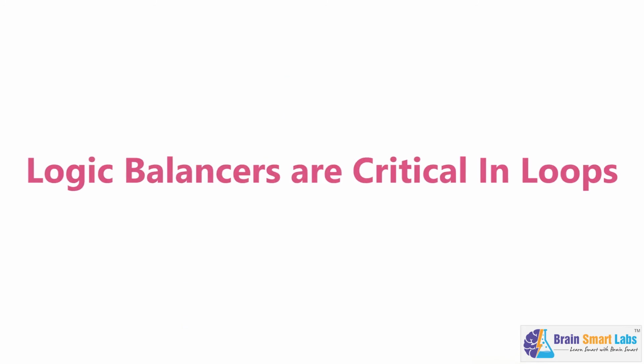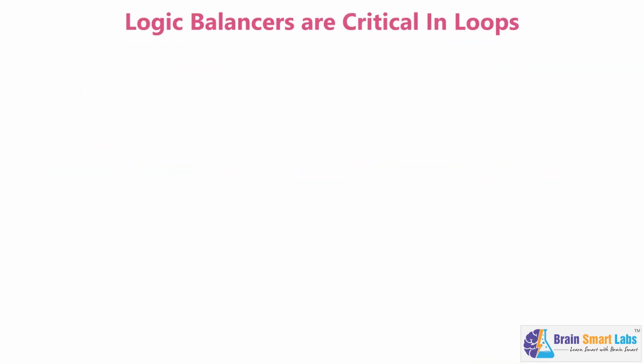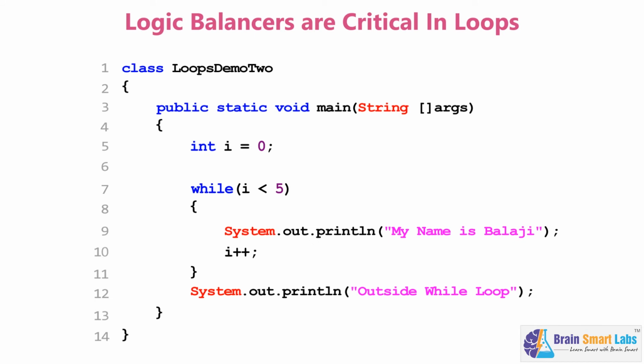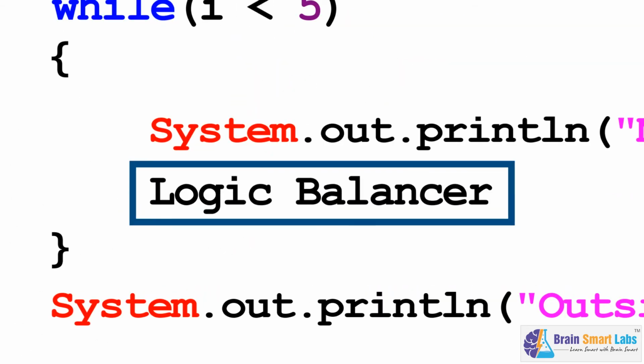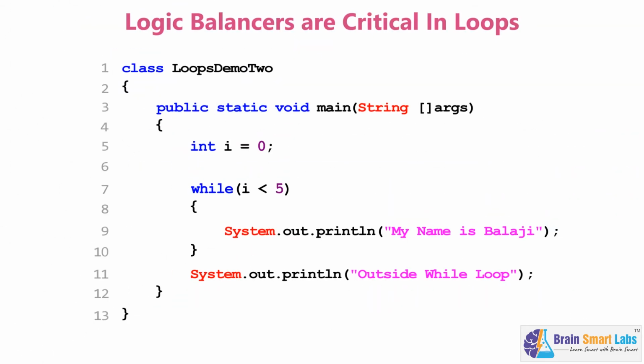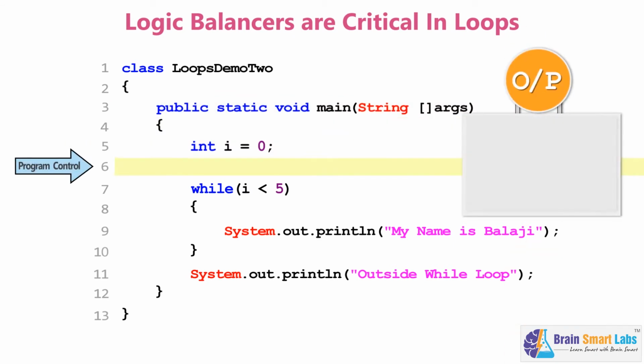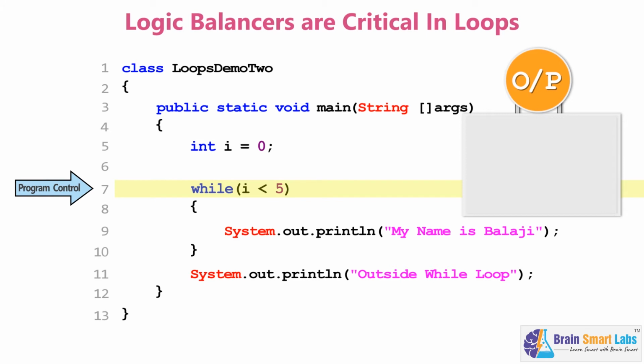Logic balancers are critical in loops. In our previous program loopsdemo2.java, suppose, only suppose, if we remove the explicitly added logic balancer in line number 10, the program compiles just fine when we press Ctrl 1. But once you trigger the program by pressing Ctrl 2, you are at a risk of entering an infinite loop. That is, first the program control executes our main method, and as it slowly moves to line number 7, it enters the loop for the first cycle as the looping condition turns out to be true.